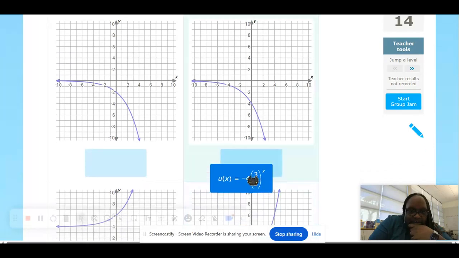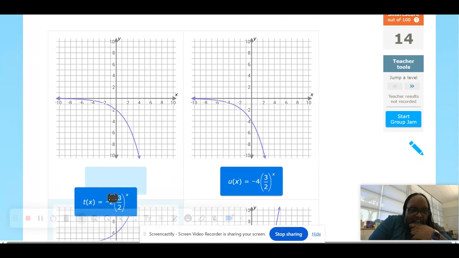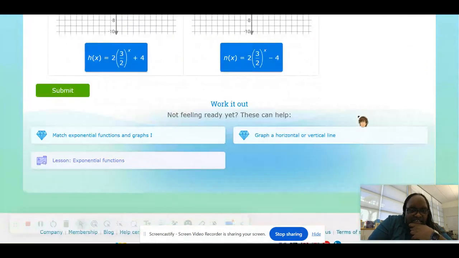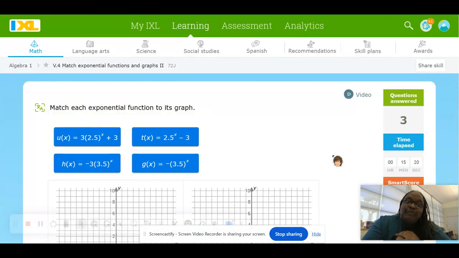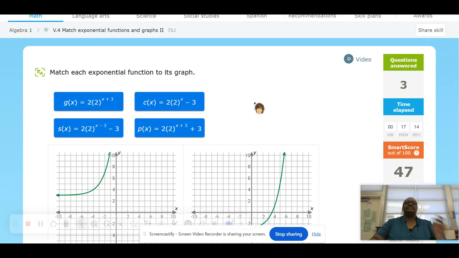So I'm automatically going to put those in the places of where the y-intercepts are suggested. So then submit. Yay, we're right. And I was right because I used my notes. So here's this last example.